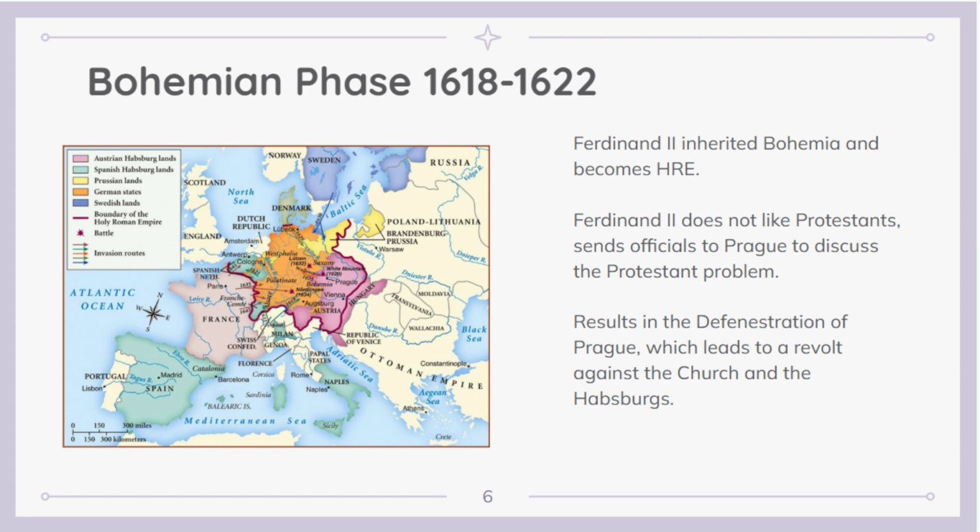So Ferdinand II inherits Bohemia and becomes the Holy Roman Emperor. And he sends some officials to Prague to discuss this Protestant problem they're having. And what ends up happening is it's literally wild. This is the famous defenestration of Prague. So they literally threw those Catholic messengers out of a window, like a window in a building. And it sparks this revolt in Bohemia against Catholic rule. They did not like what they had to say.